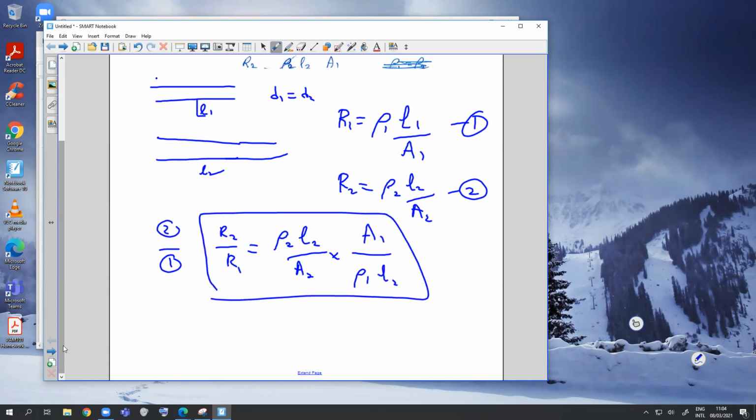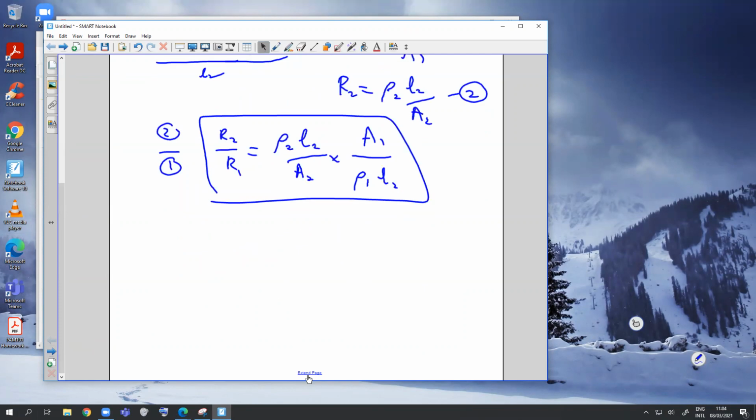Now I can work on this and substitute what is given. This is same. R1 is equal to R2. It's given, said in the question. So this is equal to 1. And ρ2 and the value of ρ1 are given to us. So I will substitute at the end. And what we are asked to find is this ratio L2 over L1. And we got A1 over A2.